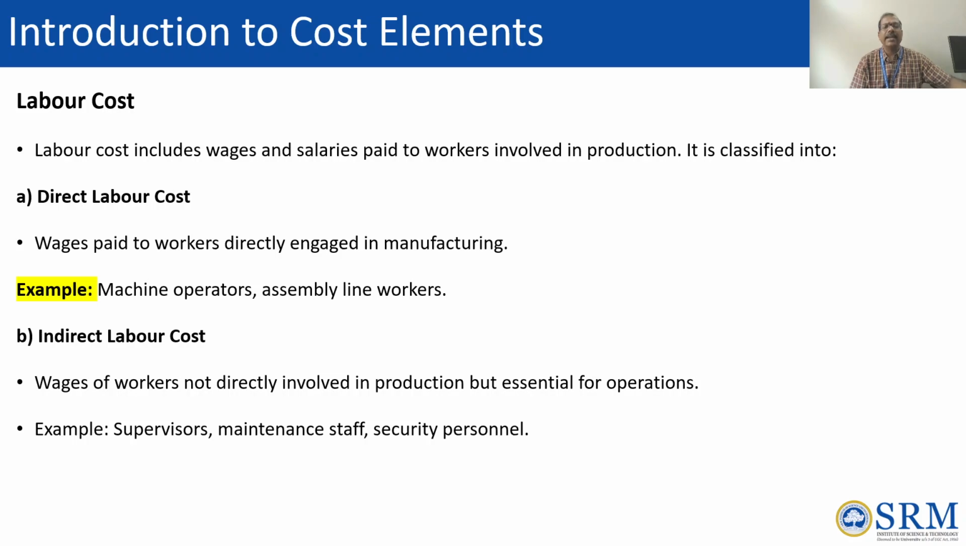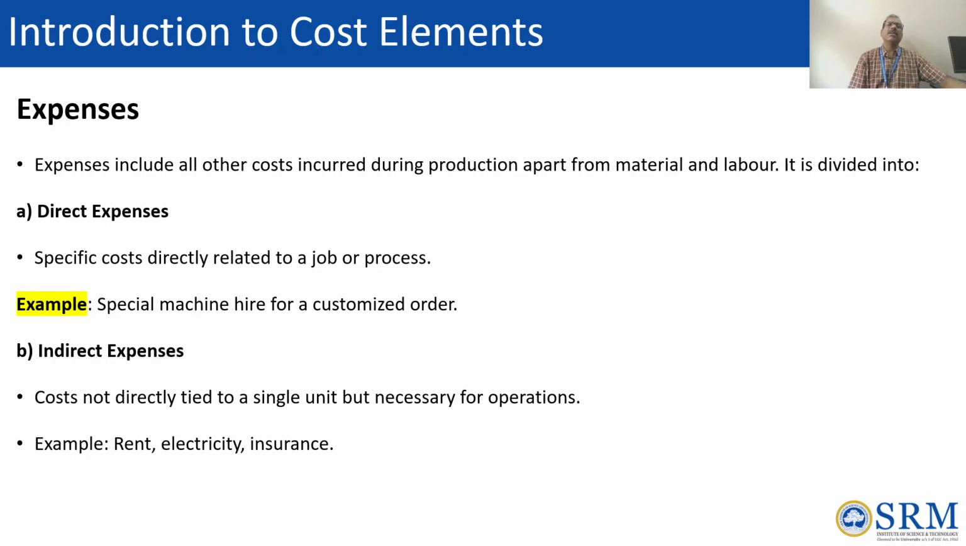So we should have a clear idea about what is direct labor cost and indirect labor cost. Then expenses. Again we have direct expenses and indirect expenses. Expenses include all other costs incurred during production apart from material and labor costs. In material cost we have direct material and indirect material. Similarly, in labor cost we saw direct labor cost and indirect labor cost. Other than these four, we may be spending some money for the product, the production or the manufacturing. Those things are considered expenses.